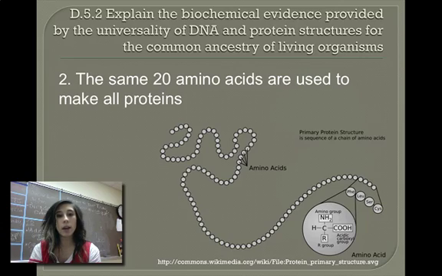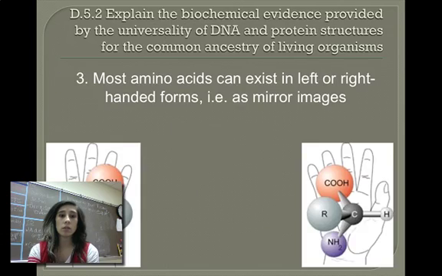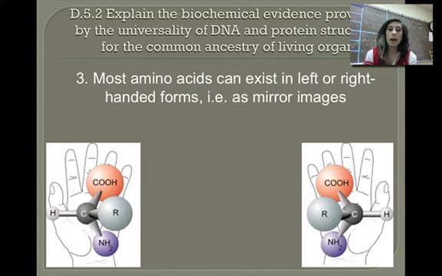Secondly, we can take a look at our biochemicals. We can look at amino acids, and we know that amino acids make up proteins that are within our body. And there are about 20, maybe 22, 23 amino acids that are used to make every single protein that we have. And the combination of that can make different types of proteins. We know that most amino acids can exist in a left or a right hand form. And so we have on the screen left and right.